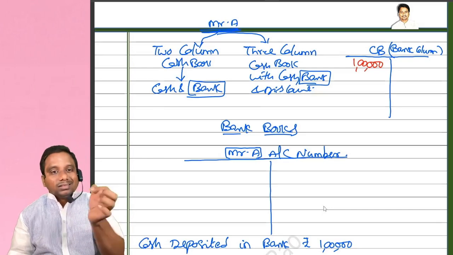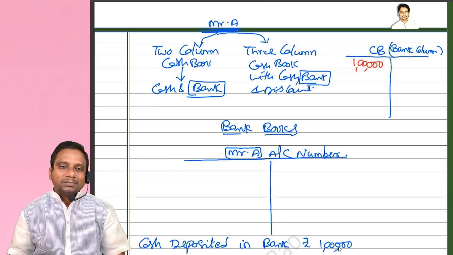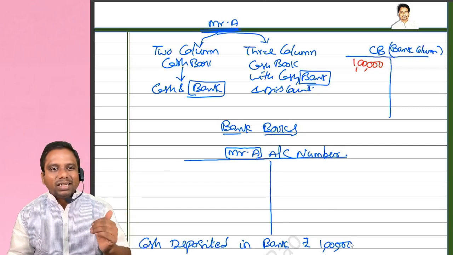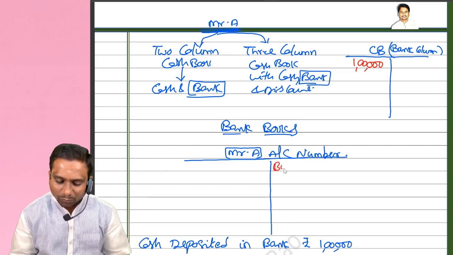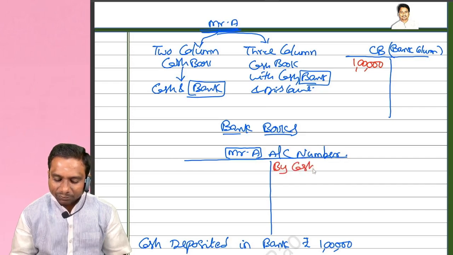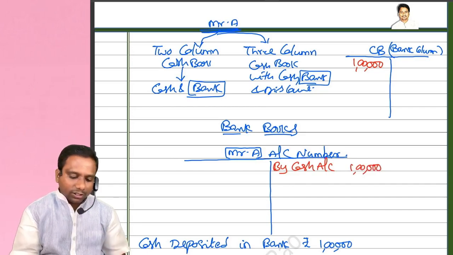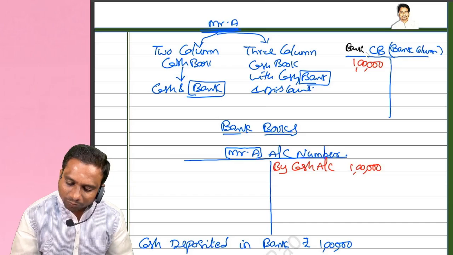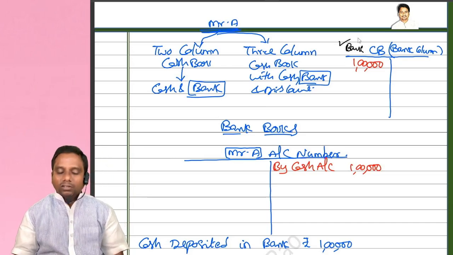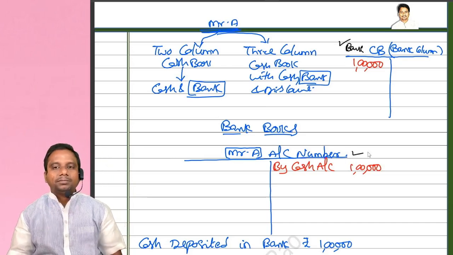Okay. The same entry is recorded by the bank. How? See, the bank is receiving cash. So cash account debit to customer account. So in the books of the bank, it will be recorded by cash 1 lakh. Observe carefully, when we are debiting the bank account, this is the bank column, the bank is crediting our account.